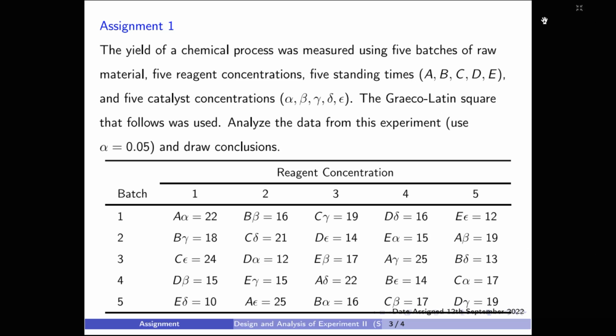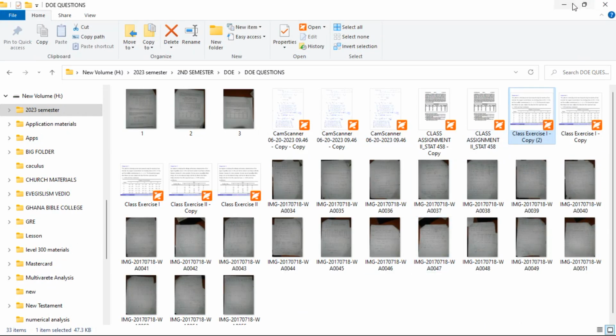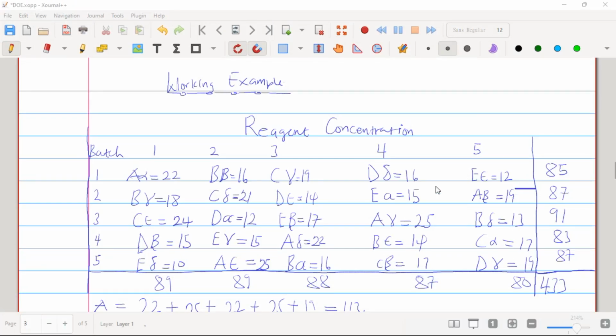So let's kindly go to our worksheet so that we will solve it very well there for you guys to really understand it. So this is the worksheet, right? But before we do any calculations at all, I want us to go through this, because once we understand it, it will be very simple for us to do the rest. So we have the batches here, and then the reagent concentration, right? They are both the Latin and the Greek letters that we find.